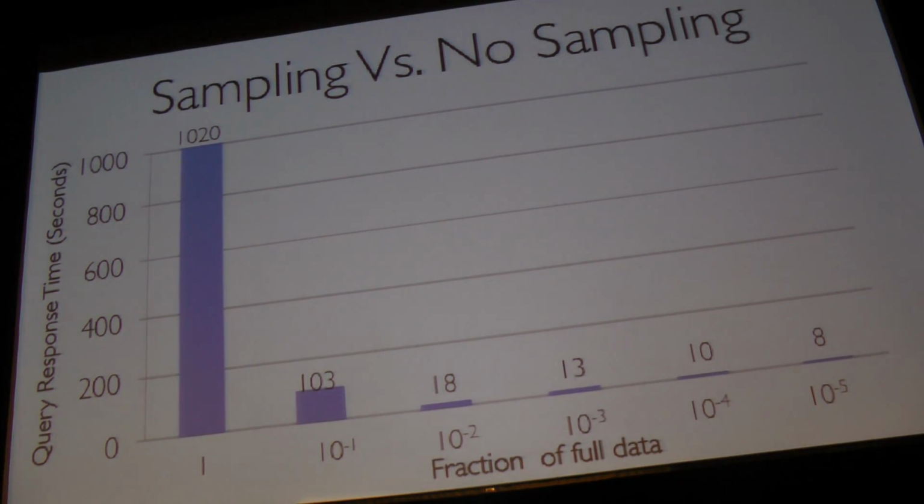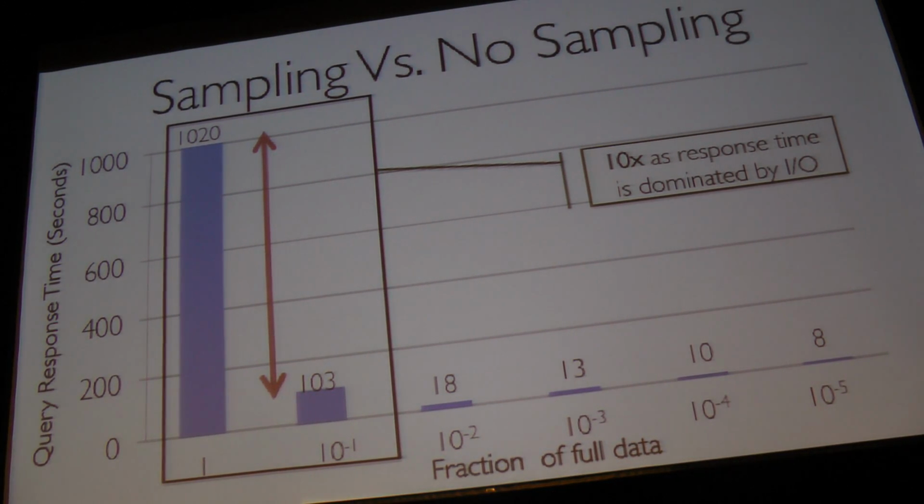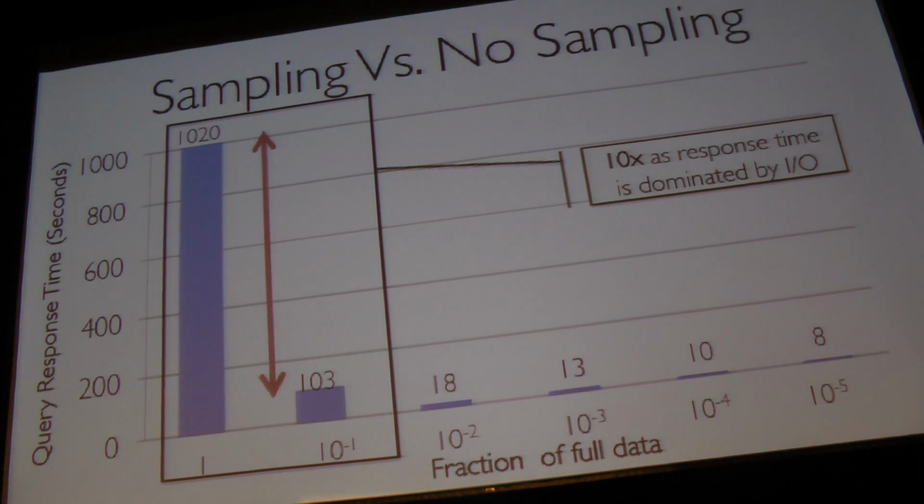And the x-axis here is the fraction of full data on which we execute the query. So 1 means that we are actually executing the query on the full data set. 10 to the minus 1 means we are using a 10% sample, then 1% sample, and so on and so forth. And the y-axis here is the query response time. So as we are operating on different size samples, the query response time decreases by some function. Right, so first of all, this query execution time should not come as a surprise, because most of the time it takes to execute a query is IO bound. So if you read 10 times less data, your query executes 10 times faster.